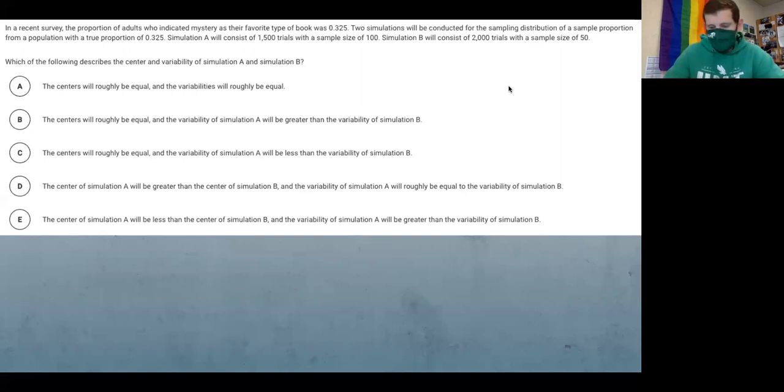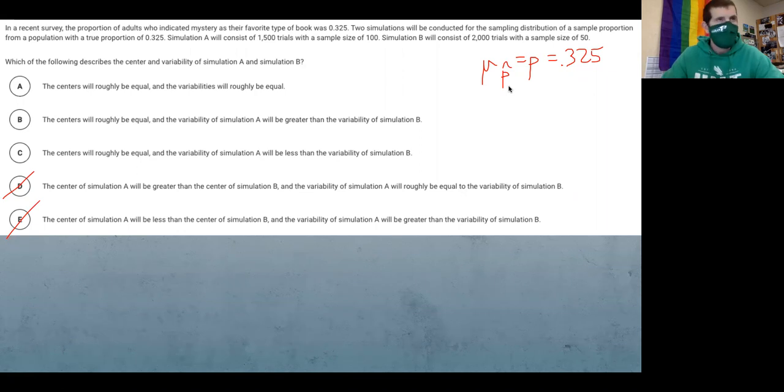And jumping right into it, the center does not change based on sample size. The center of this is just going to be your population proportion. So the mean of a sampling distribution of sample proportions is just the population proportion, which is in this case 0.325. Does not matter simulation A or B, those will be the same. So the centers will be equal, so I can rule out D and E. The question is, which one's going to have greater variability?